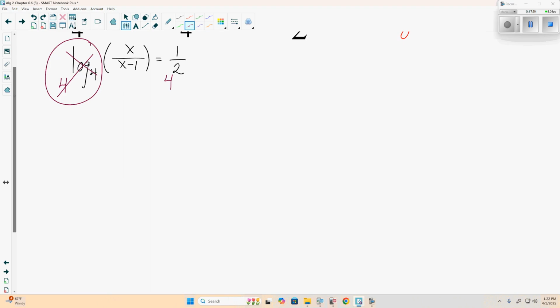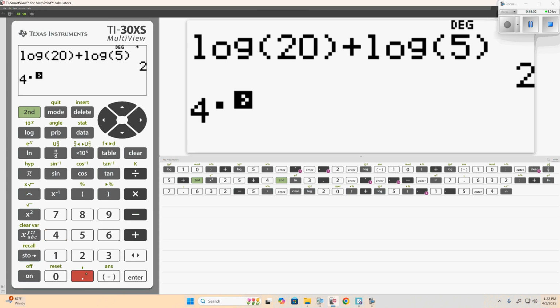This cancels out, telling us that we have x over x minus 1 is equal to 4 to the 1/2. And 4 to the 1/2 is 2. Because we haven't had a chance to go over this yet, but 1/2 power is the same as the square root.